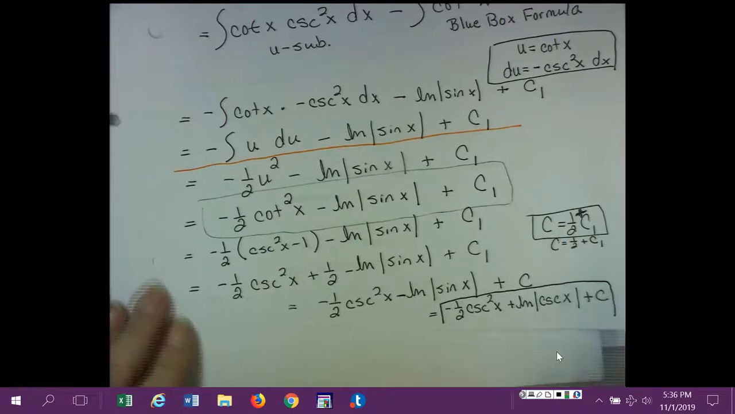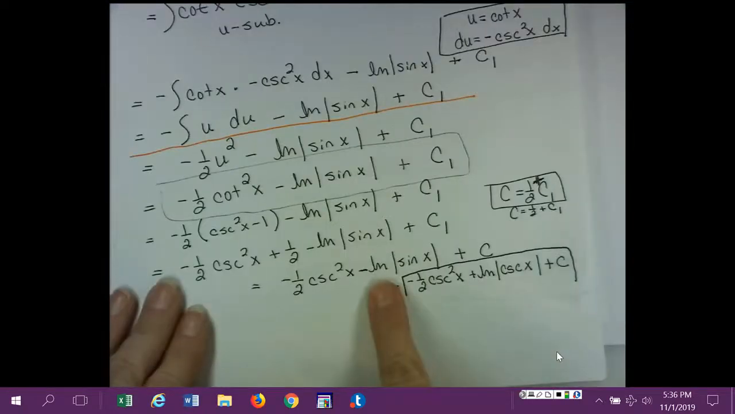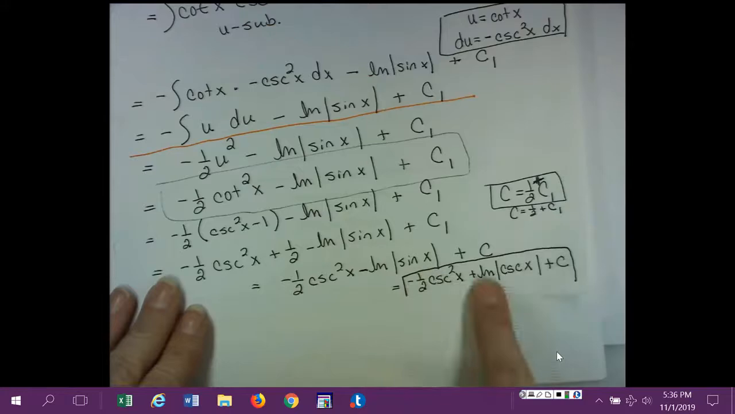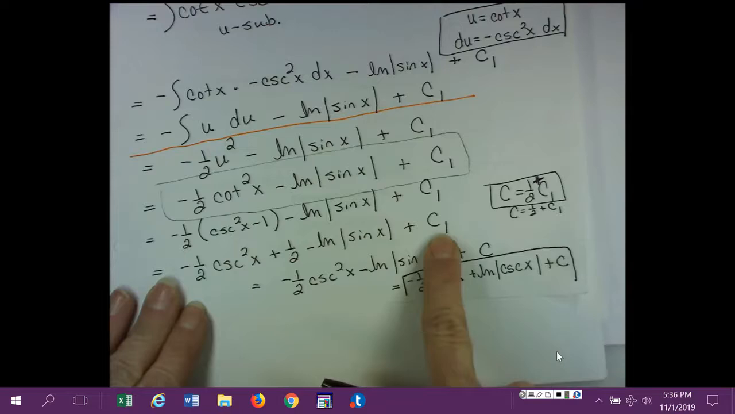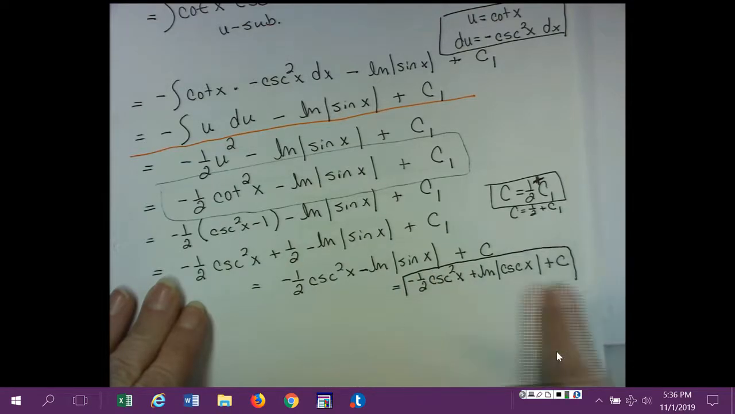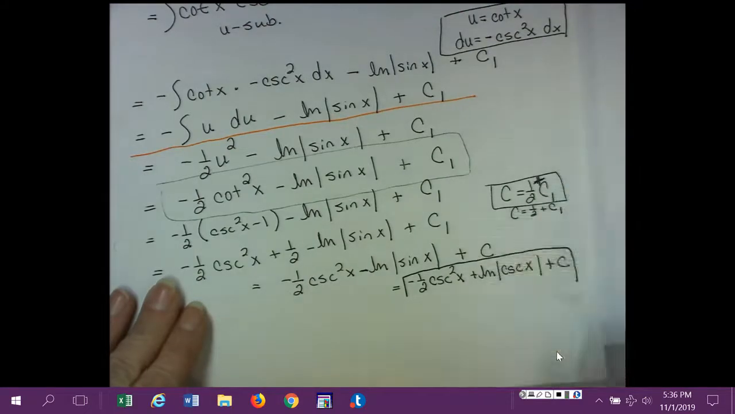And I think you know how we go from a negative natural log absolute value of sine x to a positive natural log absolute value of cosecant x. We would take this negative 1, and then we would make the exponent negative 1 here. Sine of x raised to the negative 1 power is 1 over sine x, which is cosecant x. And hence, there's the blue box special for cotangent cubed x, and it's on the formula sheet.